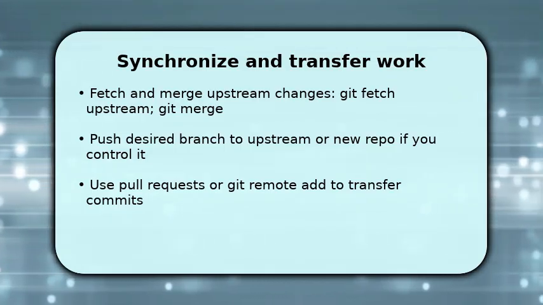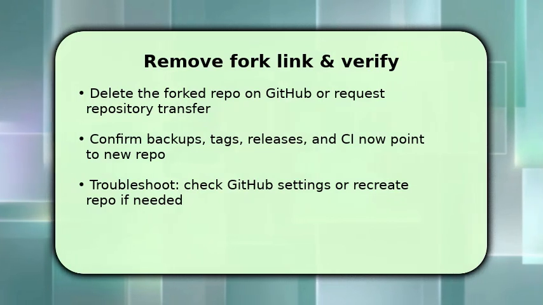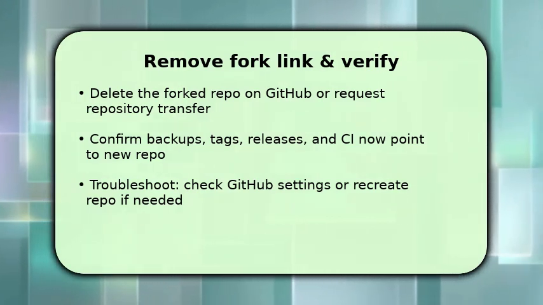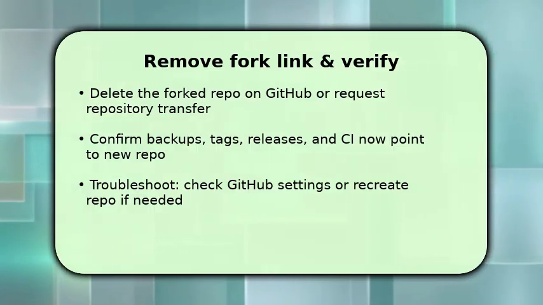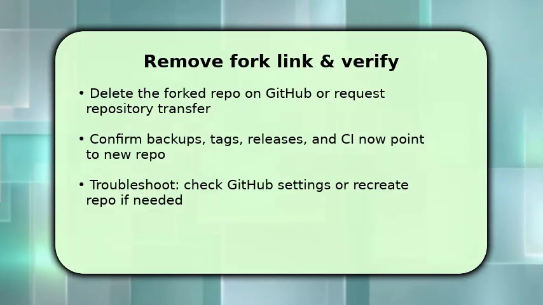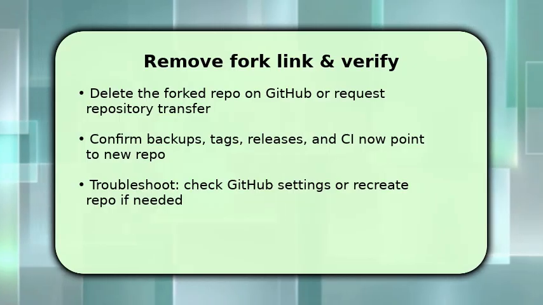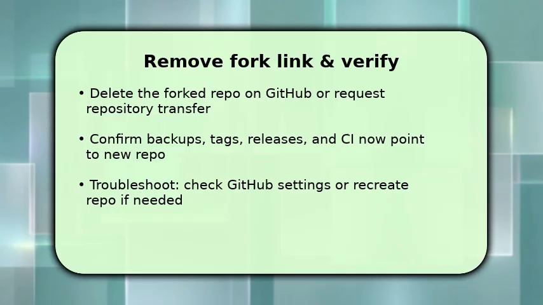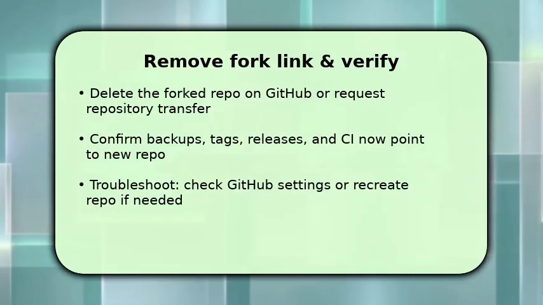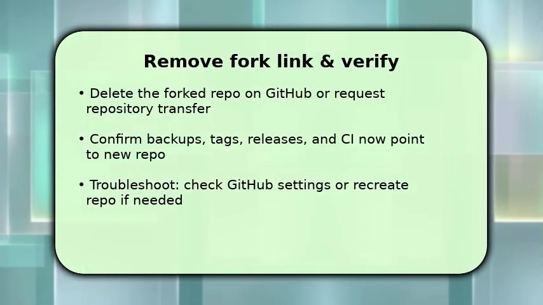Finally, remove the fork link by deleting the forked repository or requesting an organization transfer if necessary. Before you click delete, double-check that your backup branch and migrated content exist in the destination repo and that CI and webhooks are updated. After deletion, verify issues, wiki pages, and release artifacts were preserved or migrated. If something goes wrong, immediately restore from your local backup branch or recreate the repository.